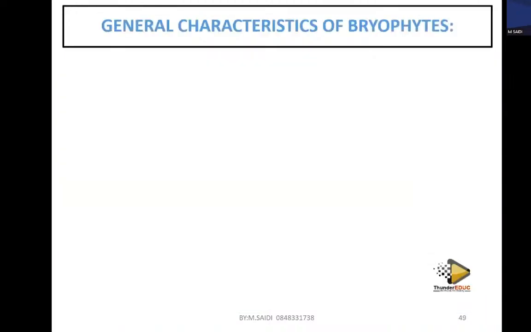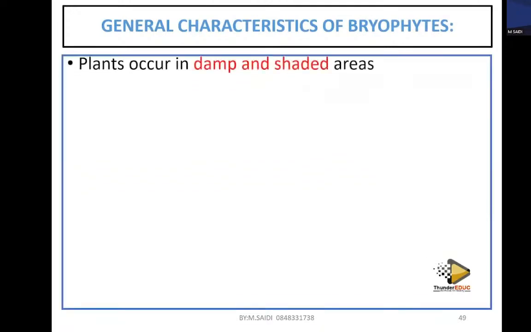So let's look at the general characteristics of the bryophytes. Number 1, they are found in damp, shaded or shady areas. Areas which are a little bit moist.